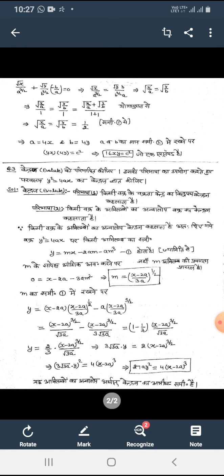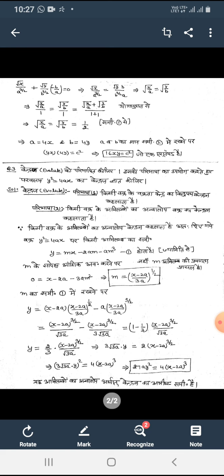Differentiating with respect to m partially on both sides, we find that 0 equals x minus 2a minus 3am square, which implies that m is equal to x minus 2a upon 3a whole power 1 by 2. Put the value of m in equation number 1. We find that y is equal to x minus 2a into x minus 2a upon 3a whole power 1 by 2 minus a into x minus 2a upon 3a whole power 3 by 2, which is equal to x minus 2a whole power 3 by 2 upon root 3a minus x minus 2a whole power 3 by 2 upon 3 root 3a.